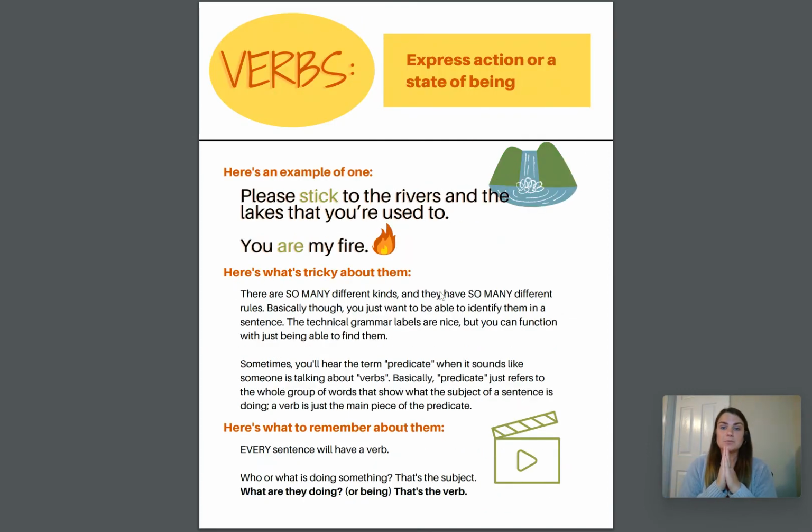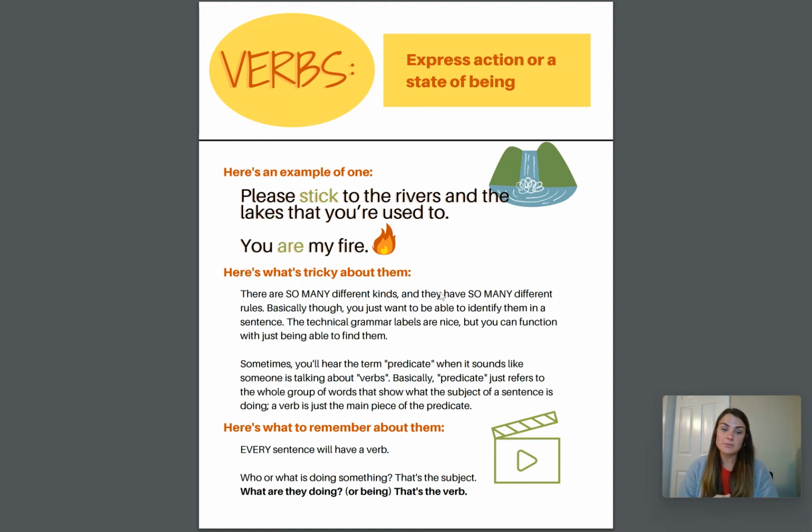Okay, talking about verbs. So verbs are the words that are going to express an action or a state of being. It's something that's being done. So in this example, please stick to the rivers and the lakes that you're used to. Stick, that's what somebody is doing, right? That's what they want you to do. You are my fire. That's the state of being example. Are, right? That's the verb in the sentence.